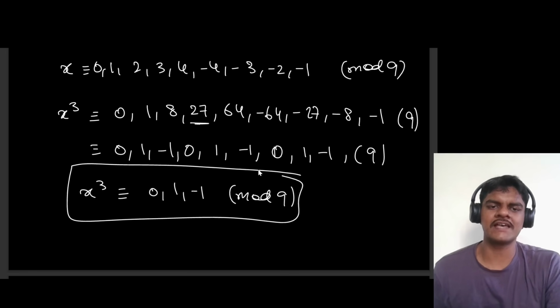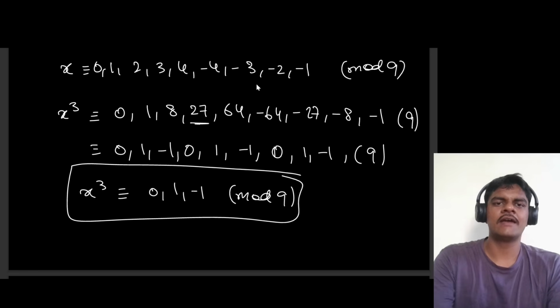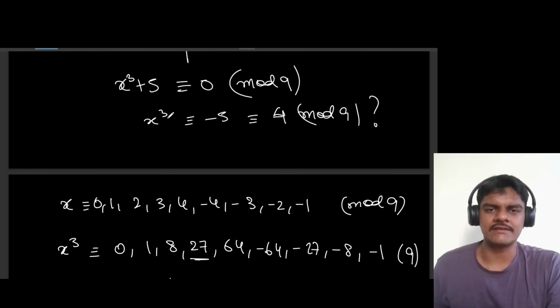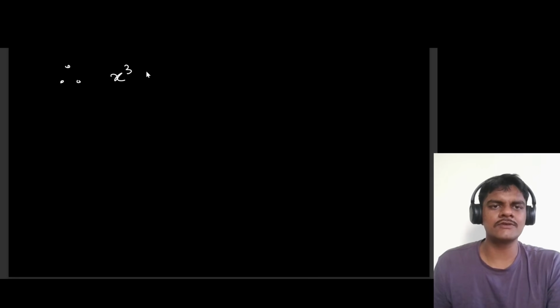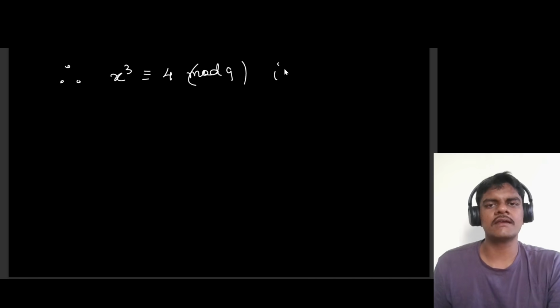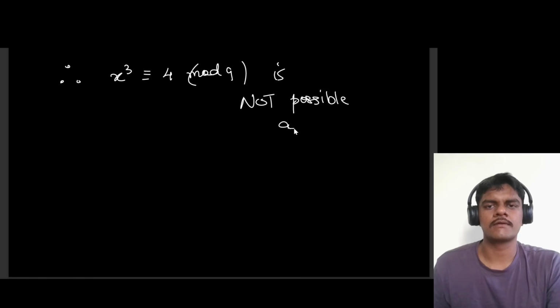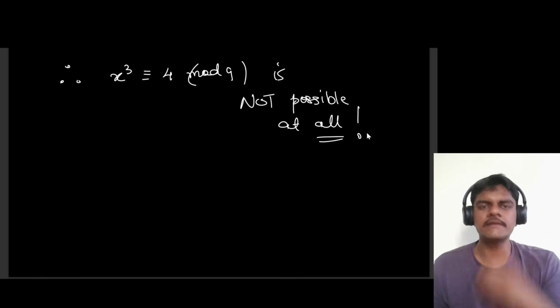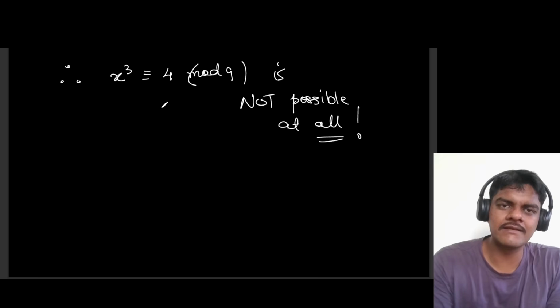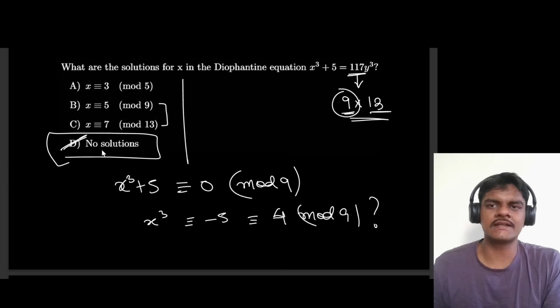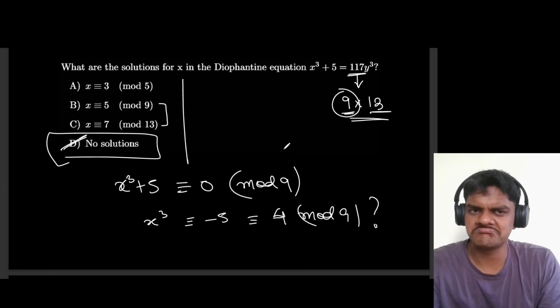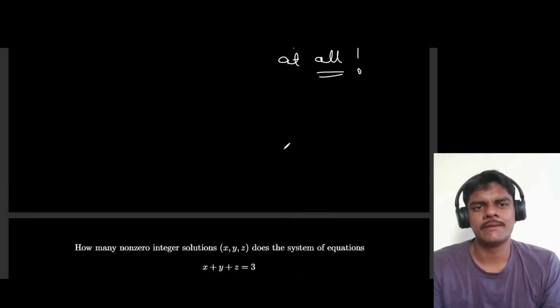No other options available. That means any number cubed can never be 4. So I'll write it down here. Therefore, x cube congruent to 4 mod 9 is not possible at all, right? And that obviously means that there are no solutions. Is that clear? I hope it's clear. It's a very easy question.